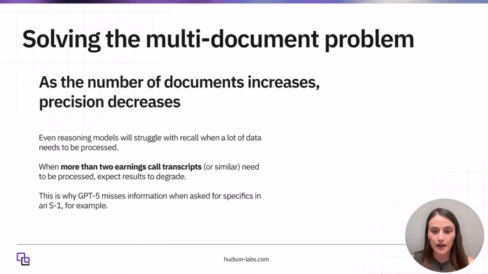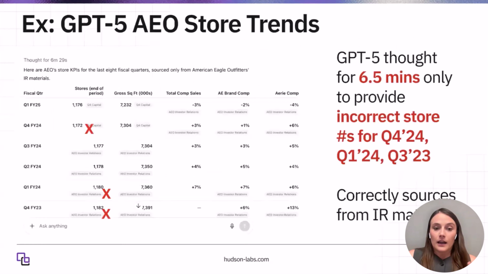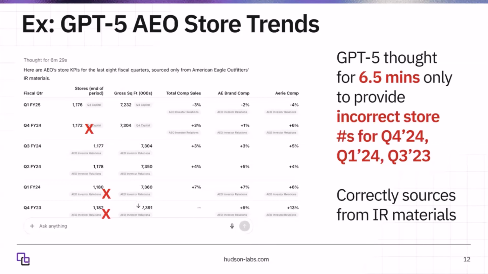I have people come to me all the time saying, hey, I uploaded the S1 myself. I know it has access to the S1. Why, or the prospectus, why can't it get this very specific detail about this agreement here? And that will be because of the context window issues and recall when there's too much information. Here's an example. This was the first example I ran.